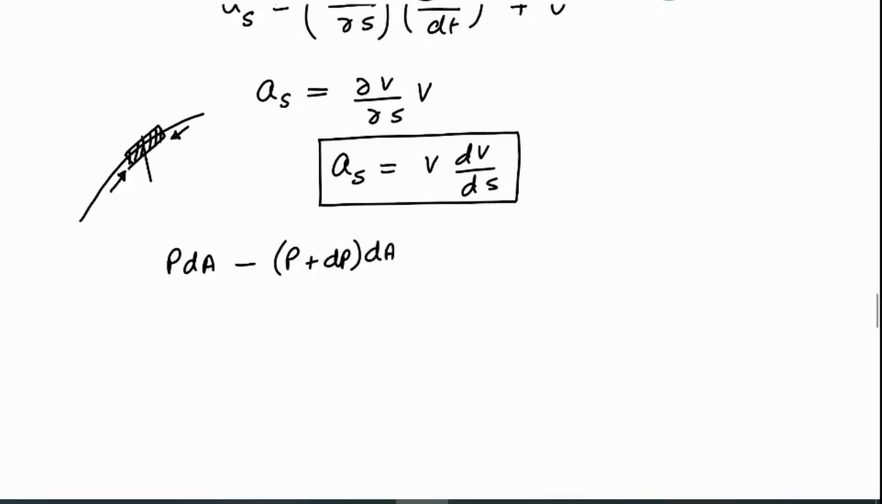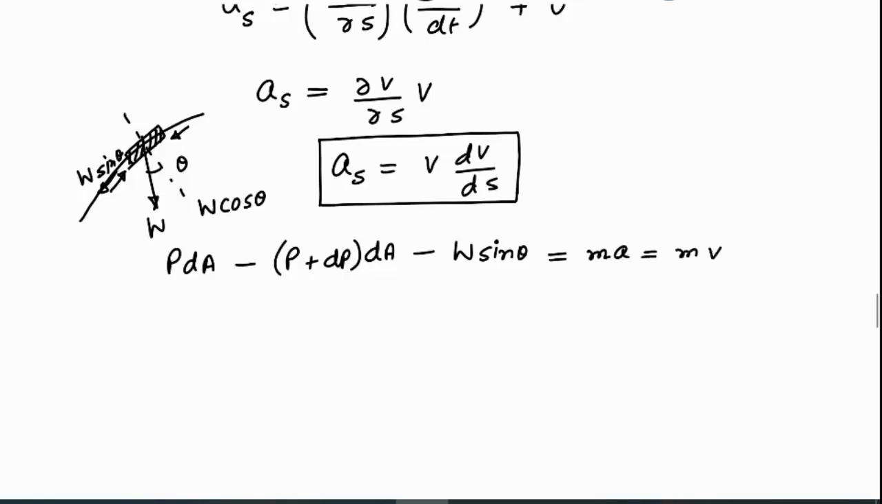And then you will have weight in this direction. This angle is theta. So in this direction you will have W cos theta, and in this direction you will have W sin theta. So this will be minus W sin theta is equal to mass into acceleration, which is m v dv by ds.